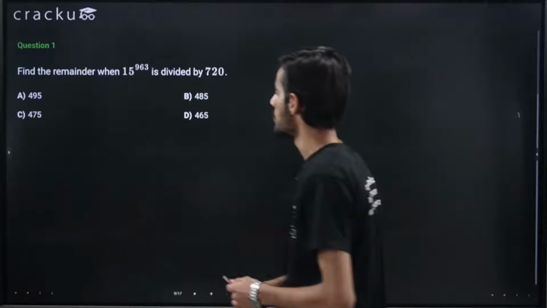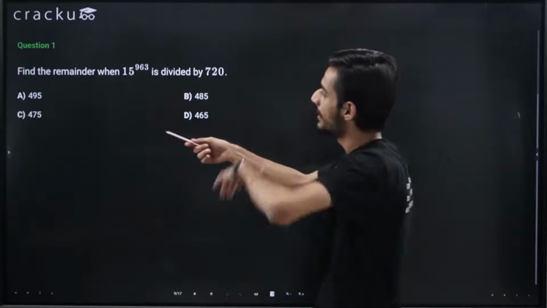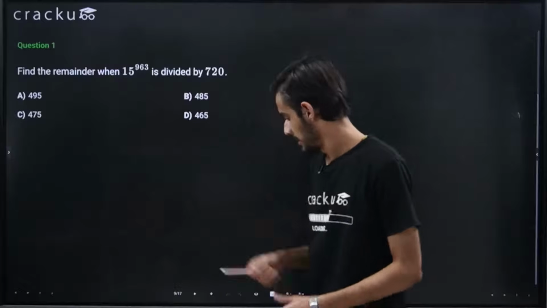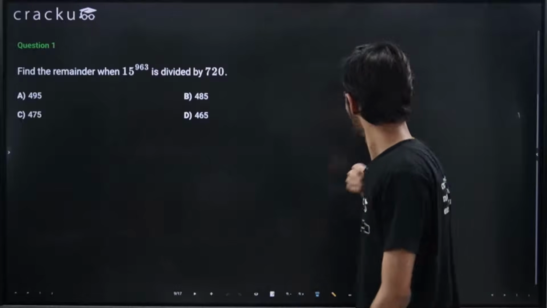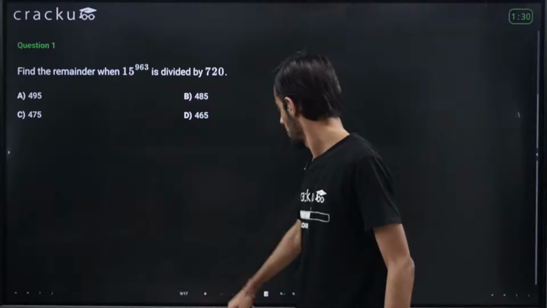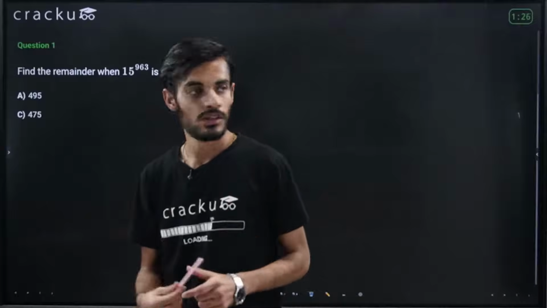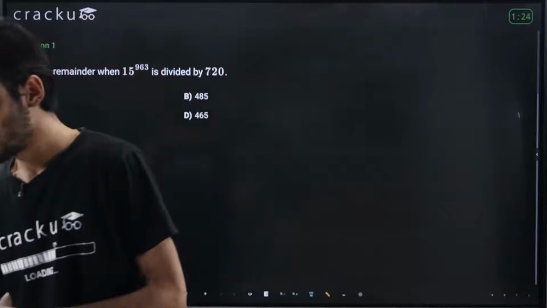Okay, let's solve a few questions now. You need to find the remainder when 15 raised to power 963 is divided by 720. You can try this question now. 90 seconds should be enough for this question. Try this.